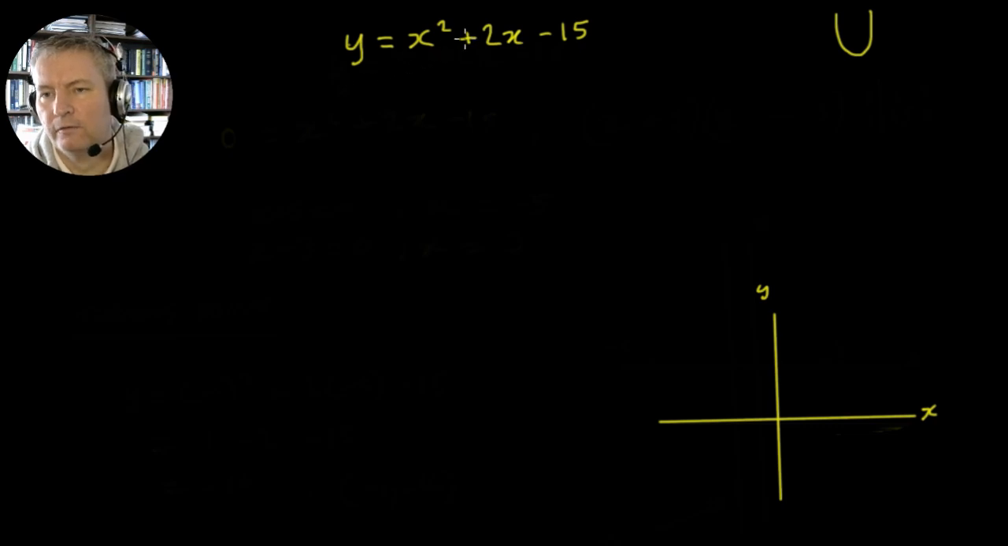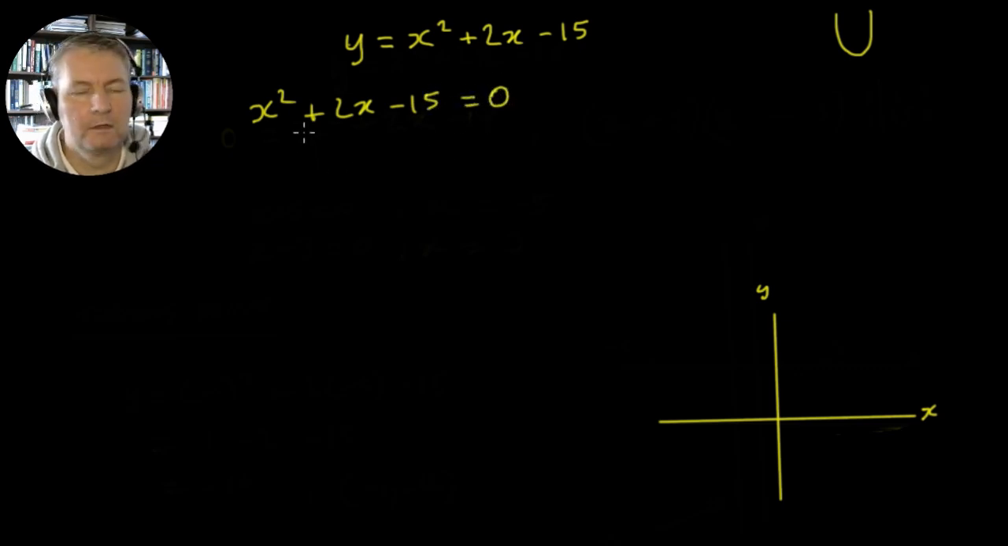So we can start off by trying to find where it crosses the x-axis. That is, we're trying to find the roots of this. Now, it crosses the x-axis when y is equal to 0. So we just put that into the function above. If we write it around the other way, we'll have x squared plus 2x minus 15 is equal to 0. So therefore we have to go and solve this quadratic equation.